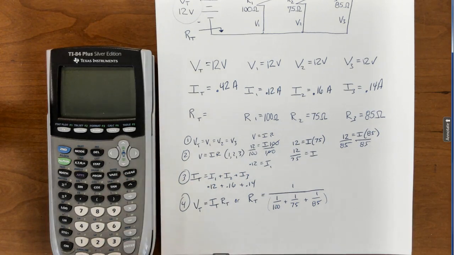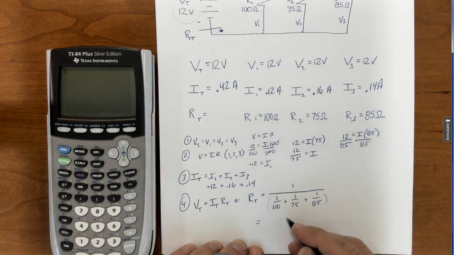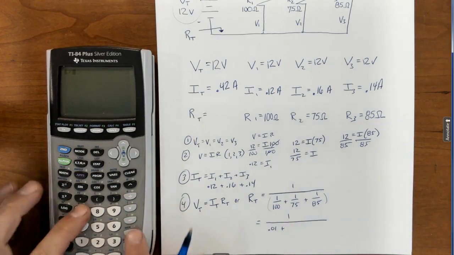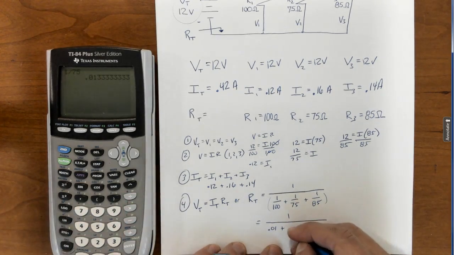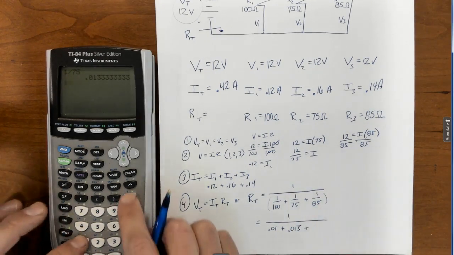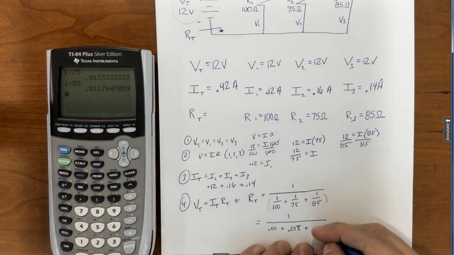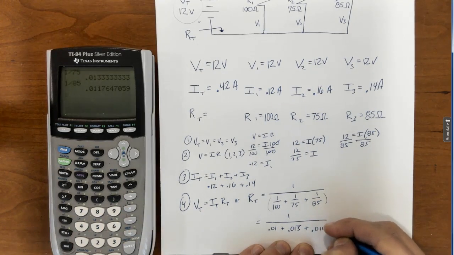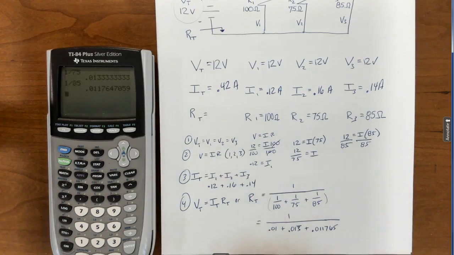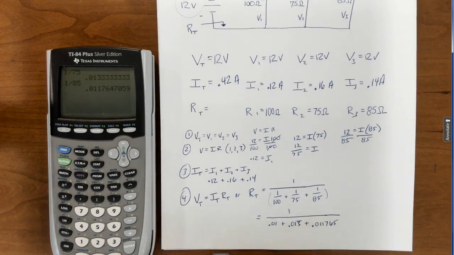So the worst case scenario, you've got to use your calculator and slowly go through it. If I slowly go through it, 1 over 100 is 0.01. 1 over 75 is 0.013 repeating. And 1 divided by 85 is 0.011765. I'm going to take that out a ways. This is the type of formula that you don't want to round too quickly.